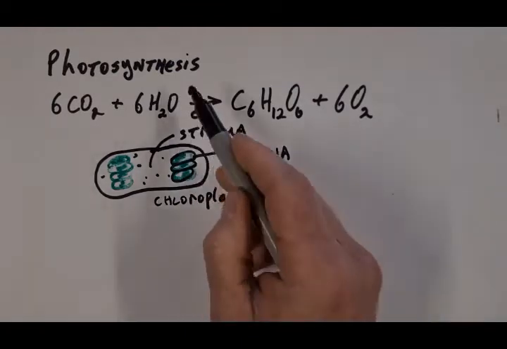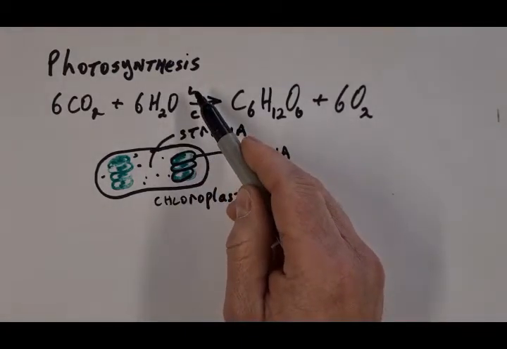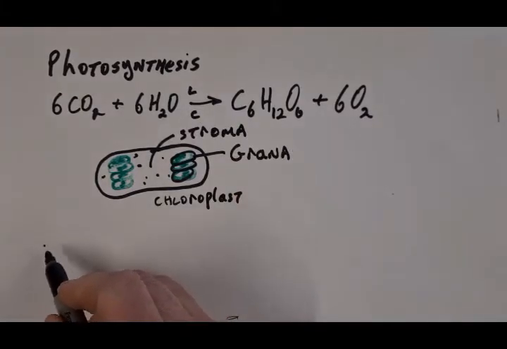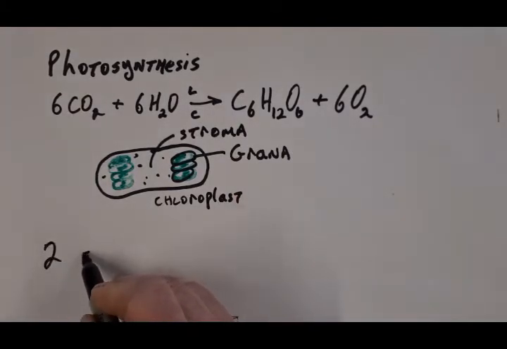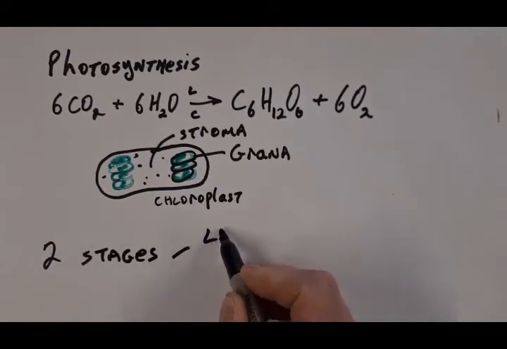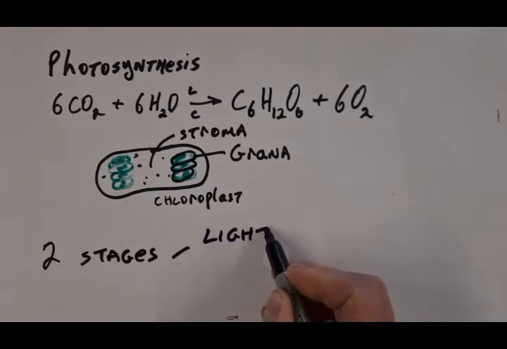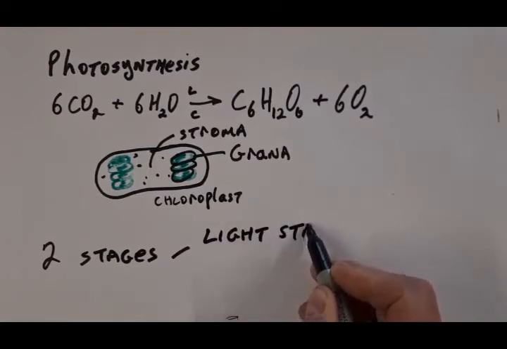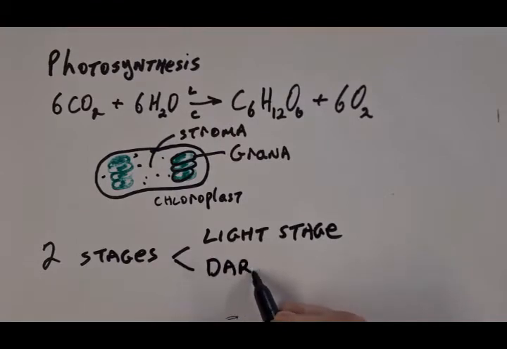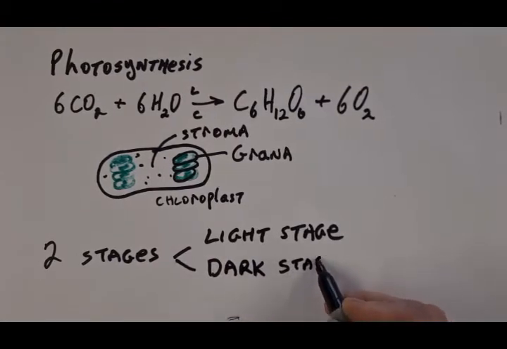Now we're going to look at how light affects photosynthesis, how light controls photosynthesis. Photosynthesis is divided into 2 stages. This is just to make it easier to understand. We have the light stage, which is called the light dependent stage, and obviously that needs light to happen. And we have the dark stage. The dark stage is called the light independent stage. So we call it the light stage and the dark stage.